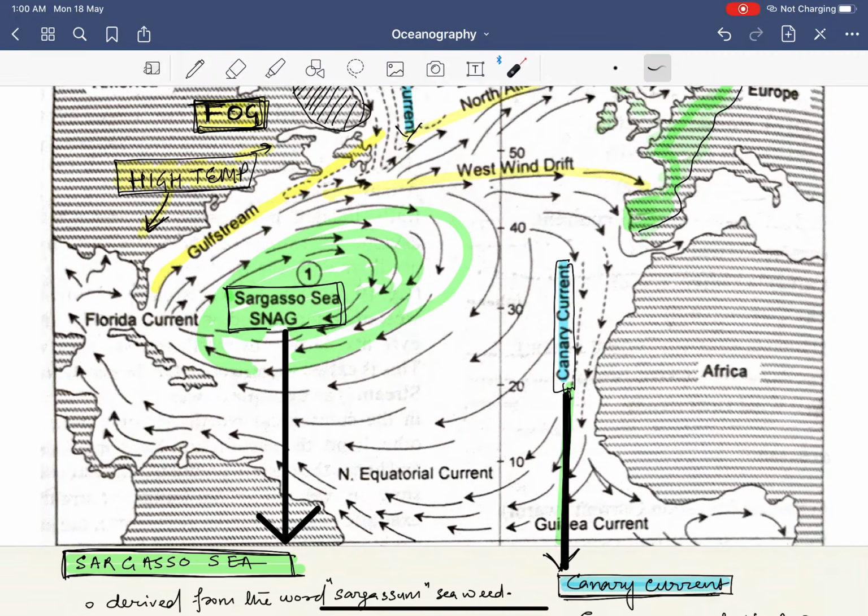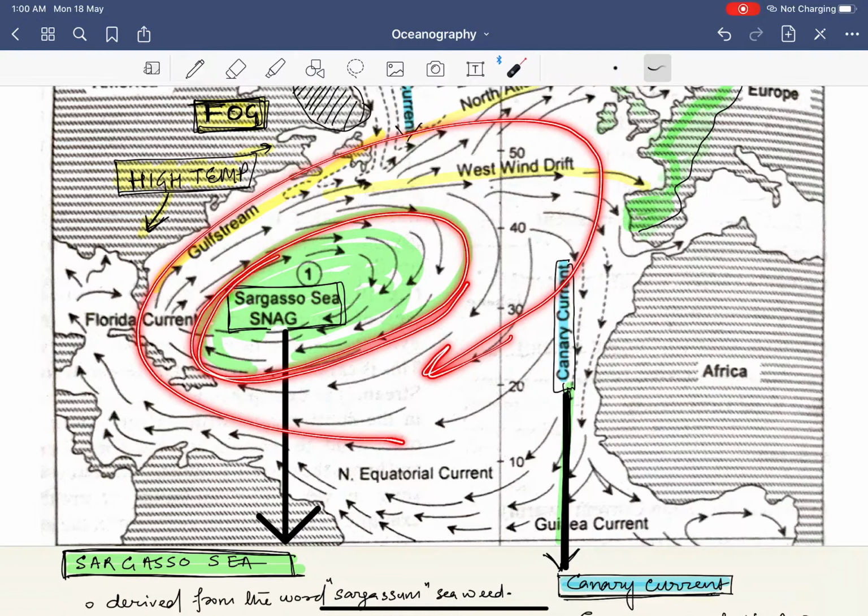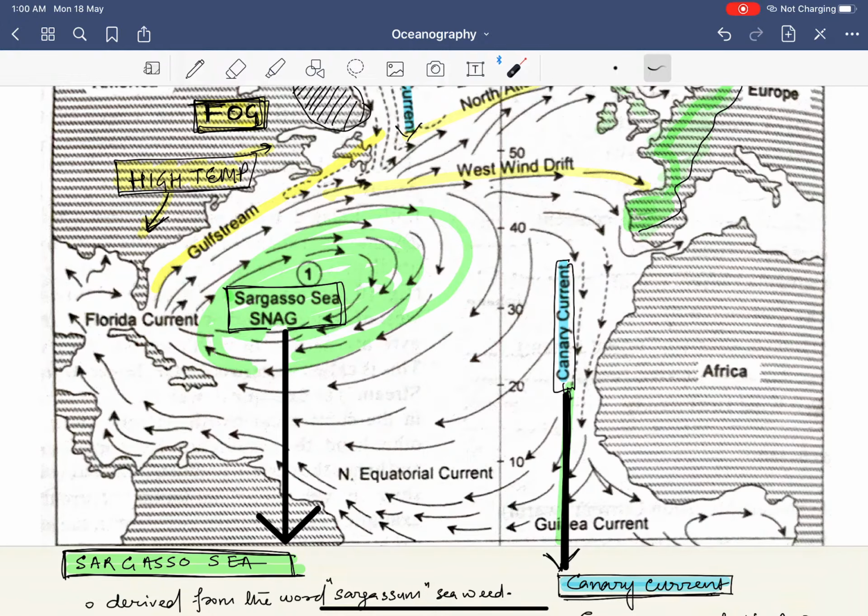Next, within this entire gyre we have your Sargasso Sea. What is the Sargasso Sea? The Sargasso Sea is a boundaryless sea, meaning it has no boundary. This boundary is completely constituted by the currents: North Atlantic Drift, Canary Current, and your Equatorial Current.